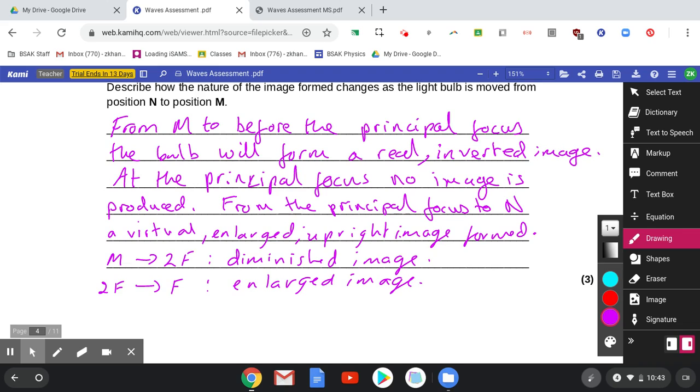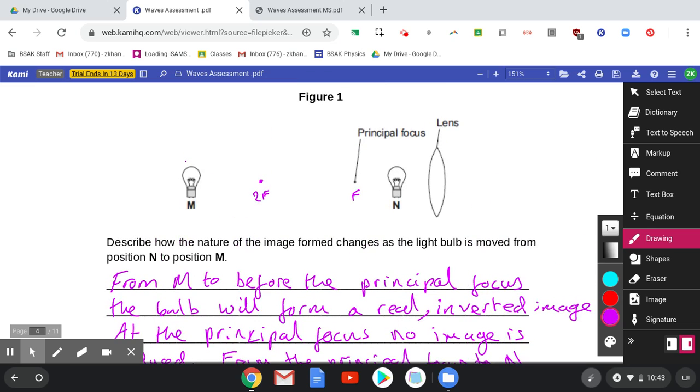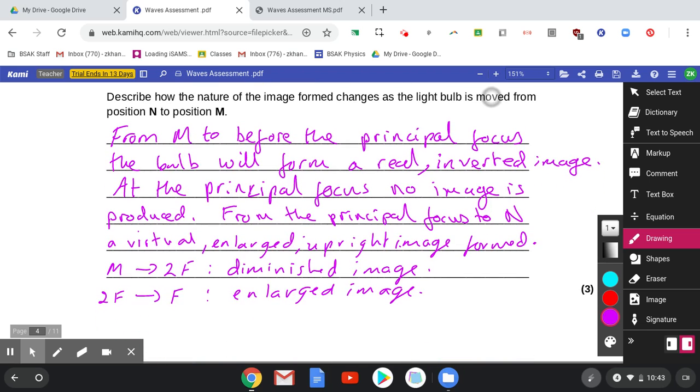So how do we pick up the marks? So we get 1 mark for this section here, 2 marks for, actually, it's a real and an inverted image when the object is from here to here. At the principal focus, no image is produced. That's another possible mark. So we got 3 there.